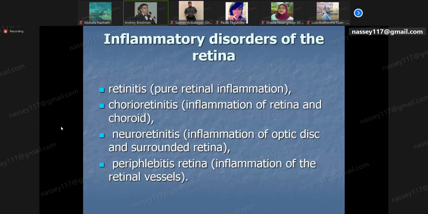Inflammatory disorders of the retina. This may present as retinitis or pure retinal inflammation, chorioretinitis, inflammation of retina and choroid, and neuroretinitis, inflammation of the optic disc and surrounded retina. Rather seldom we can see the so-called periphlebitis, inflammation of the retinal vessels, retinal veins.